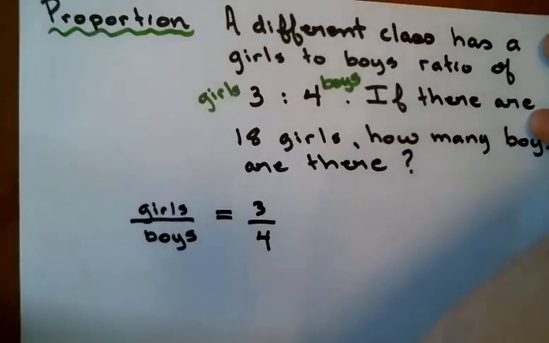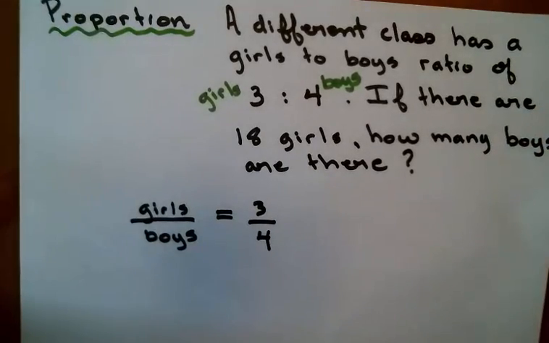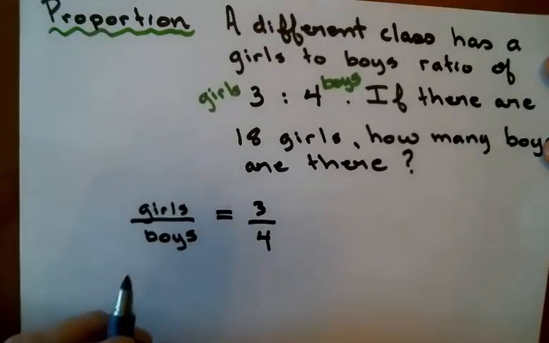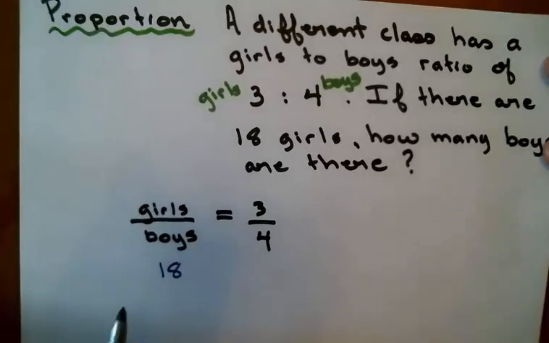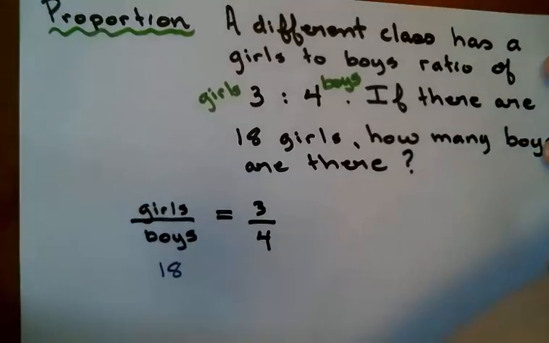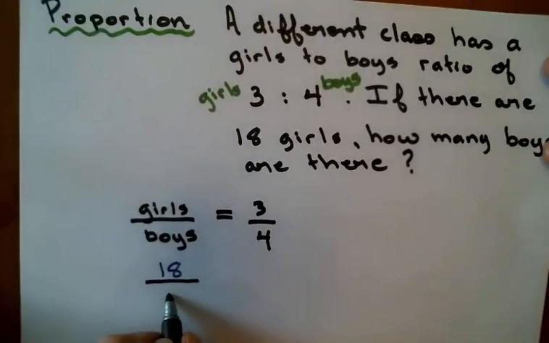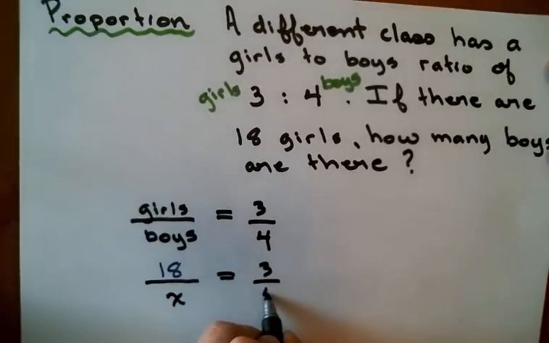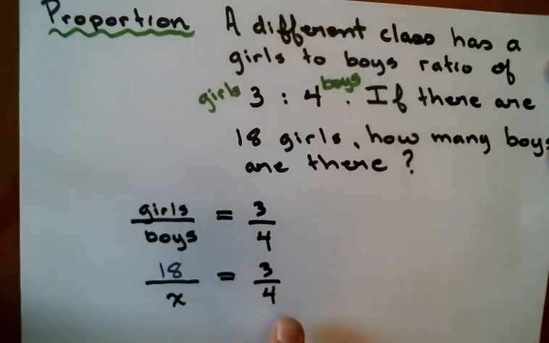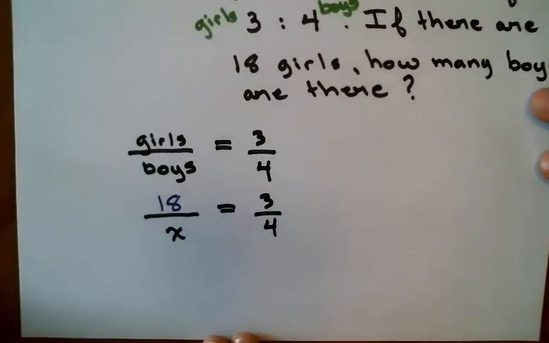We know that the girls in this class, that's known. We're told there's 18 girls. Okay, so let's put 18 girls. And we don't know how many boys there are. So instead of boys, we'll call it X. Okay, and that equals 3 over 4. So now we have two ratios, and together they make a proportion. So this whole thing's a proportion. And to solve the proportion, you need to do what's called cross multiplication.